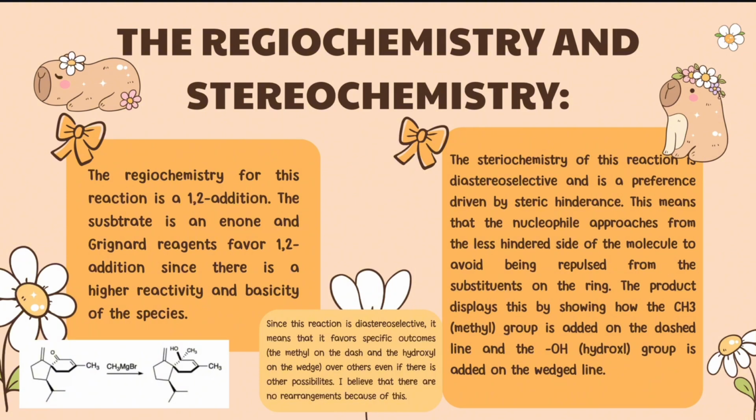This means that the nucleophile approaches from the less hindered side of the molecule to avoid being repulsed from the substituents on the ring. The product displays this by showing how the CH3, the methyl group, is added on the dashed line and the OH, hydroxyl group, is added on the wedged line. Since this reaction is diastereoselective, it means that it favors specific outcomes, the methyl on the dash and the hydroxyl on the wedge. I believe that there are no rearrangements because of this.